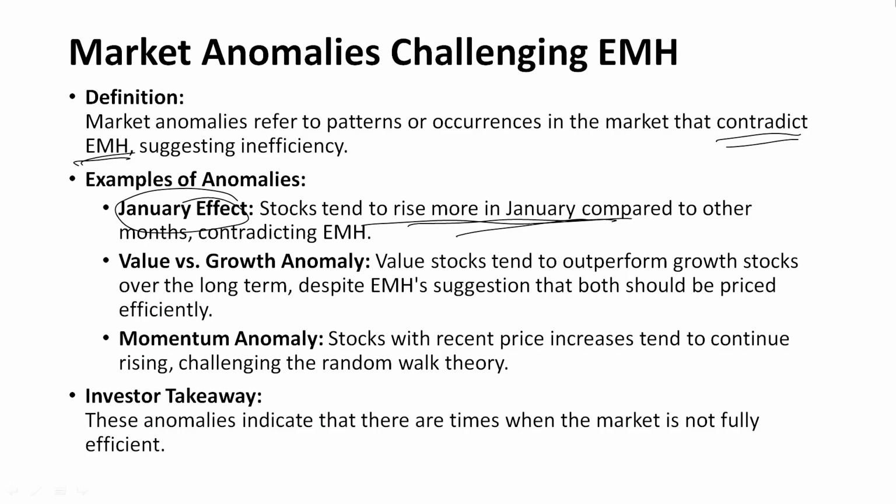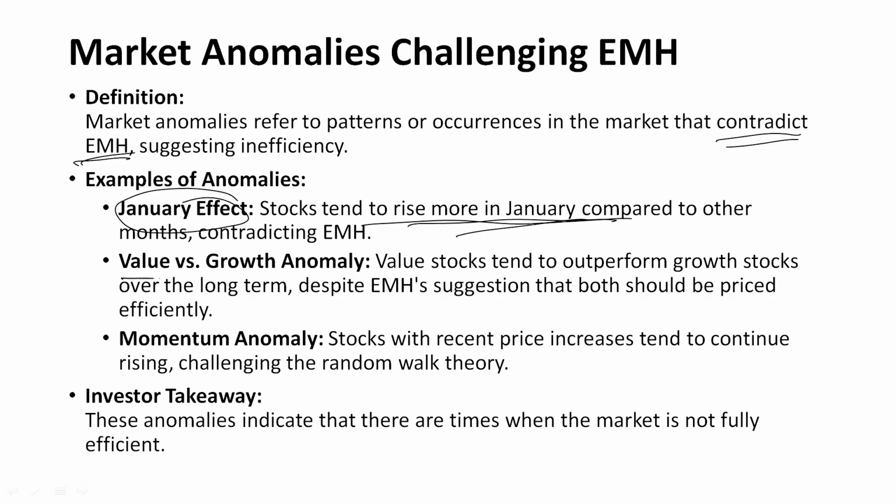This is seen for some period of time, and it has repeatedly followed the same pattern over the years. So that's called a January pattern, for which no scientific evidence is available in terms of information flow or anything of that sort. So that's one case which actually contradicts the efficient market hypothesis.